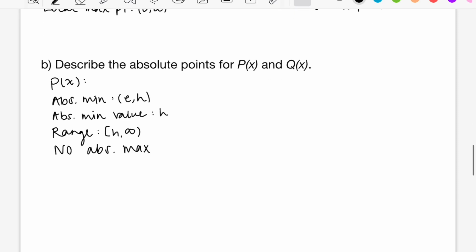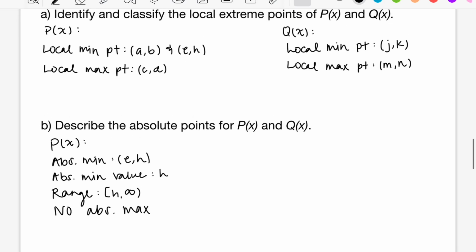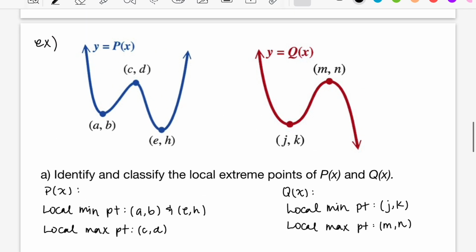All right, now let's do Q of x. Looking at this guy, this looks like our smallest value here. This was our local minimum point in part A. And so we might think that this is going to be our absolute minimum value. However, by the same reasoning, when we looked at P of x here, this graph continues on and on in this direction. So all of these values are potentially smaller than this guy. So we can't say for certain that we have an absolute minimum value. We just have this local minimum value.